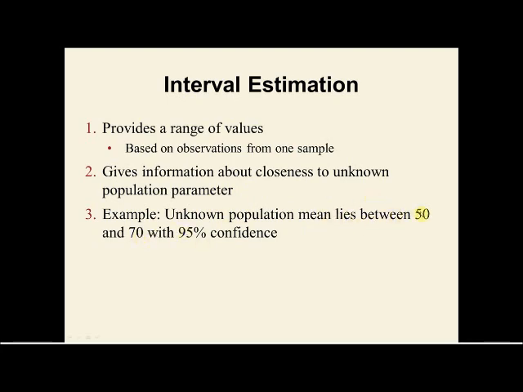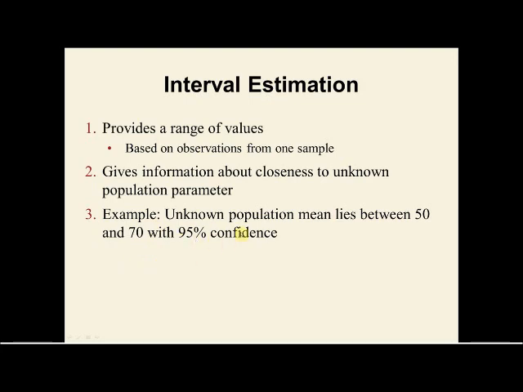So even though we don't know what value it is between 50 and 70, we know that it's somewhere in that range. And the smaller that range is, the more accurate it is. Obviously, if I said the population mean lies between 60 and 61, that leaves far fewer choices than between 50 and 70. So the size of the interval determines how accurate we are.